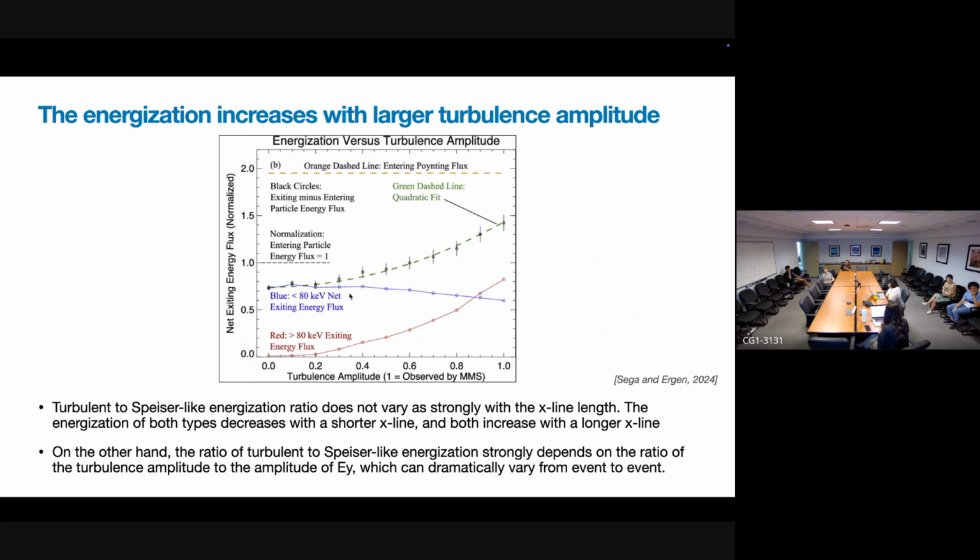And this part should be constant, but there might be some numerical problem that makes the line go down a little bit. But the major point we're trying to make is that the turbulent amplitude will affect how much non-thermal energetic particles you have here. And of course, the length of the X-line will also affect how energetic they can get. But the amplitude of turbulence is really important to change the ratio of the turbulence to Speiser-like energization.